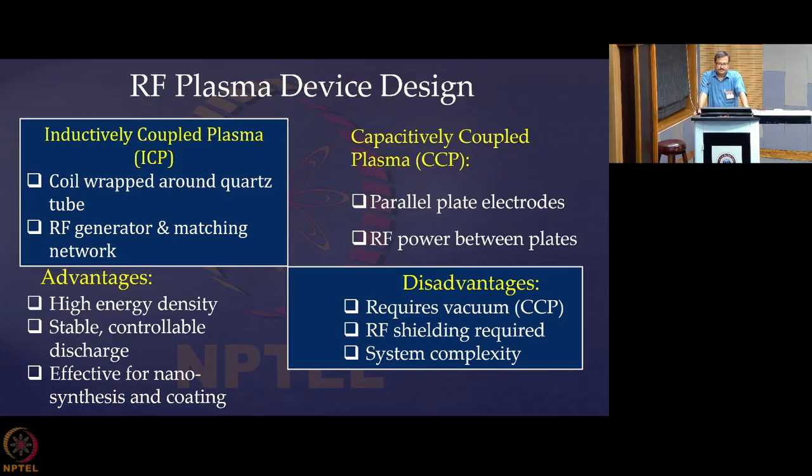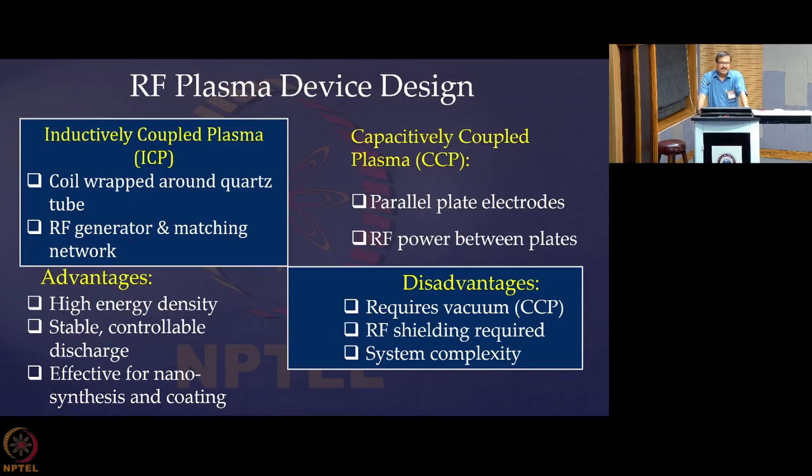Then coming to the capacitively coupled discharge over here. The thing is that you are using parallel plate electrodes, and RF power is applied between these two plates. They are usually used in the processing industry. I will be coming to that. I have one slide on the applications.